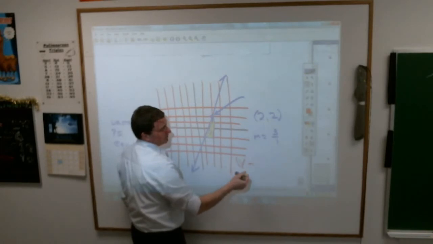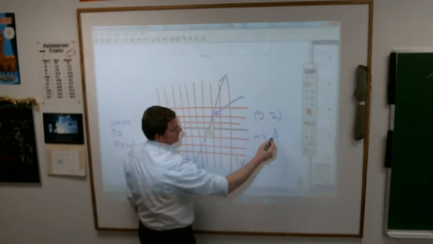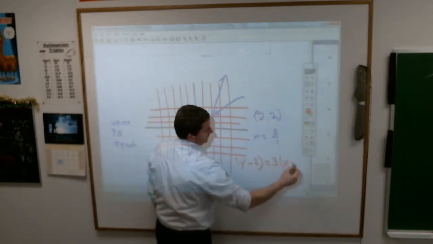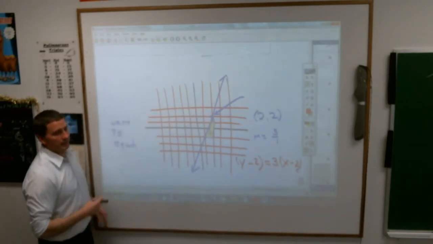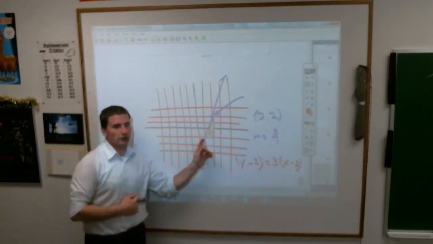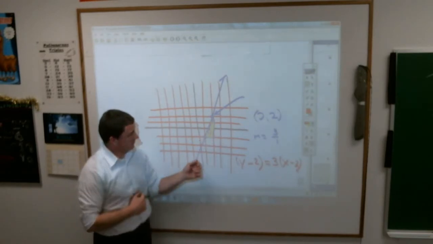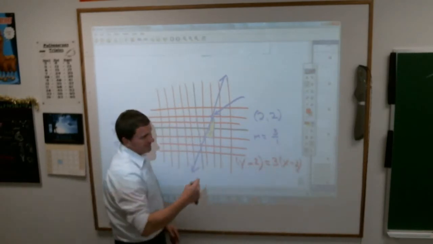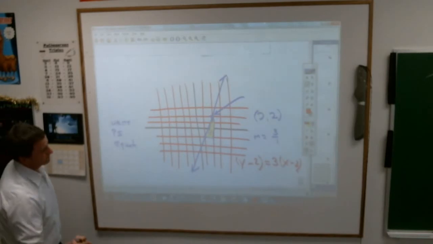Y minus, what's my y value? 2 equals, what's my slope? 3, what's my x value? 2. Again, had I not told you to use the farthest right point, you could have used this point and it would have been the same thing. It could have been -1, -1, which would have made that +1, +1. You with me on that? So you tell me that one.